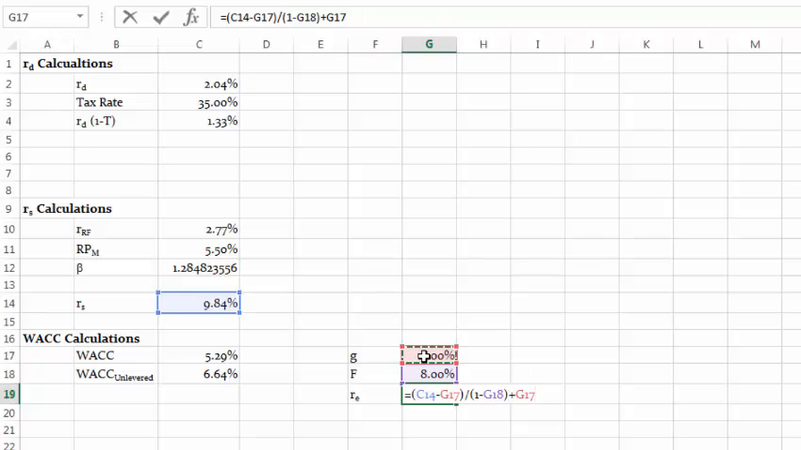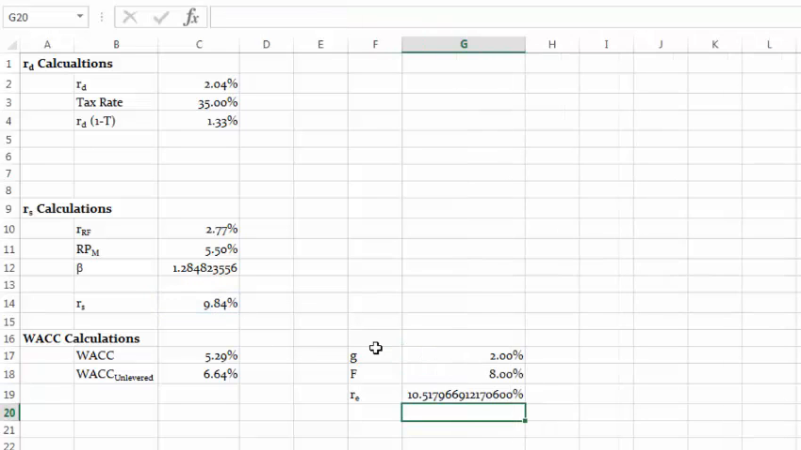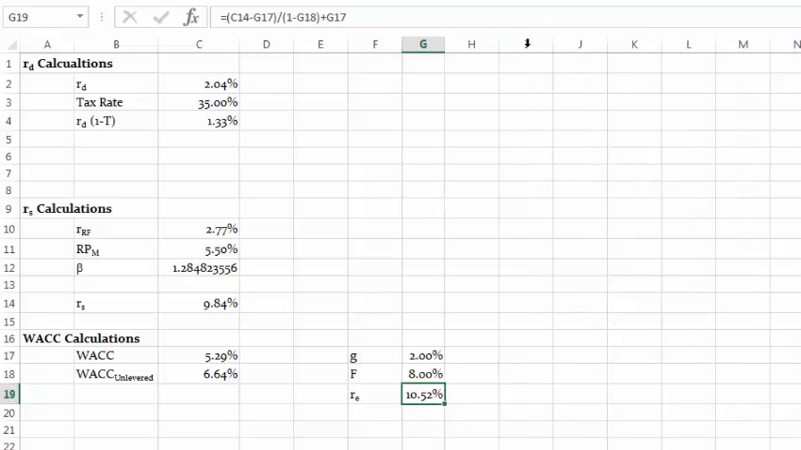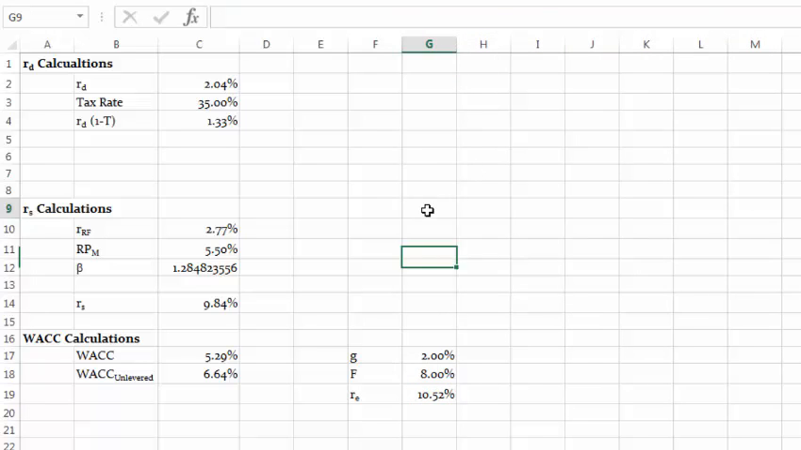And my R sub E should be bigger than 9.84%, just so we know. And it certainly is. In fact, Excel decided to make it look even bigger by adding all the decimal points, which is really irritating, but okay. So I'm back to 10.52%.